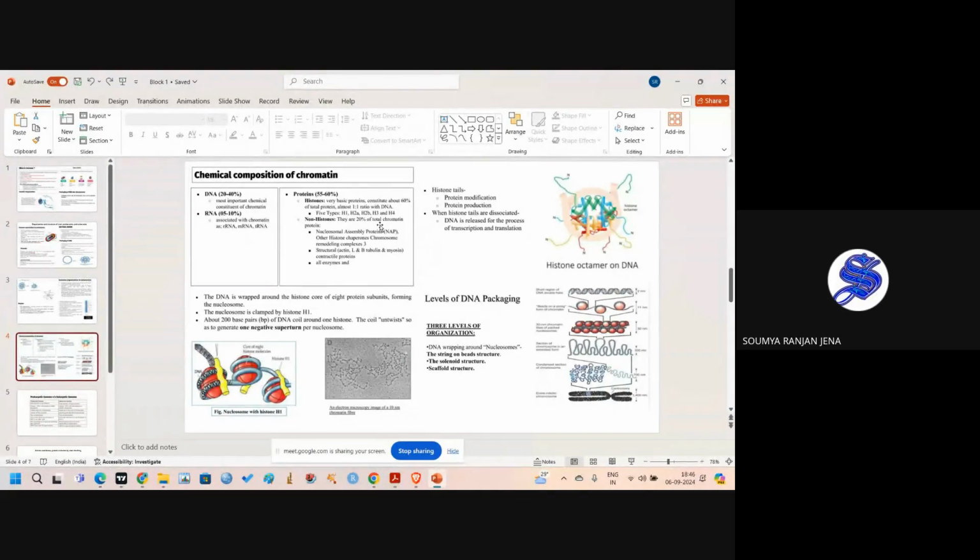All enzymes, as we know, are proteins, like we previously described. DNA topoisomerase is also an enzyme. These are non-histone proteins. Then we discussed the chemical composition: chromatin contains DNA, RNA, protein, and non-histones.